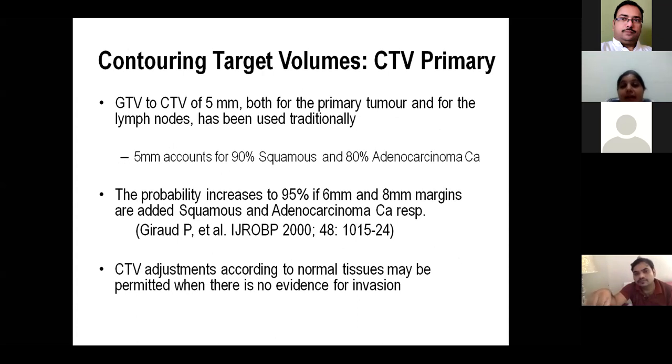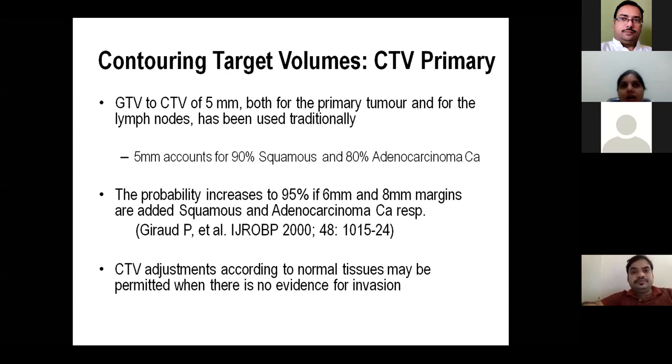So for CTV primary, we know for squamous and adenocarcinoma, the probability of inclusion of microscopic disease is 95% if you use a 6 mm margin for squamous and an 8 mm CTV margin for the adenocarcinoma. And when you give a margin, it's a volumetric margin. You don't draw on each slice. Obviously, all the systems allow you to give volumetric margins. And where there are areas, for example, bone and all normal tissue barriers, that is where you need to exclude those regions.